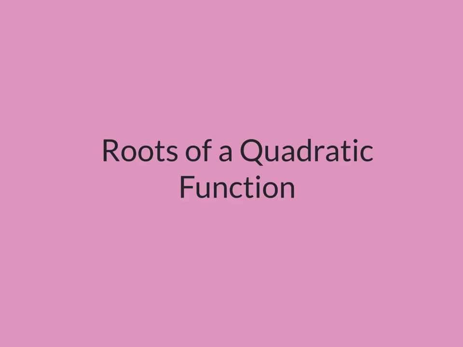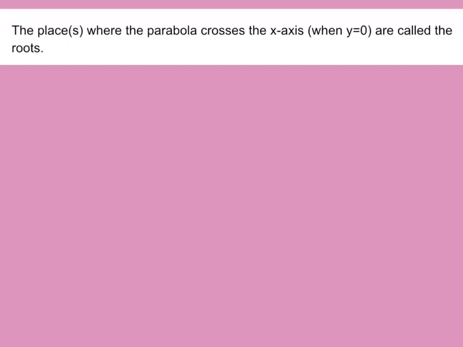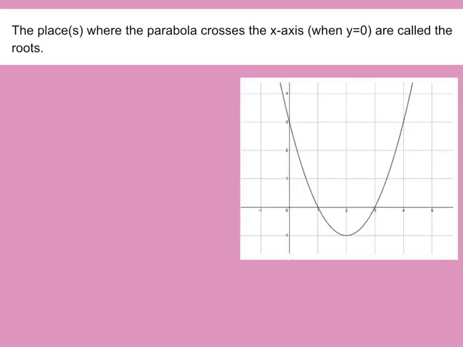This is going to be the last video of this mini unit. It is about roots of a quadratic function. So first of all, let's define the word roots in the context of a quadratic function. The roots are the place or places where the parabola crosses the x-axis, or in other words, when y equals 0. So for example, in this graph, we have two roots.